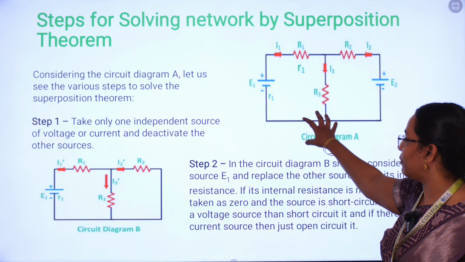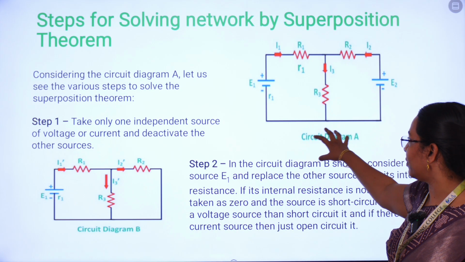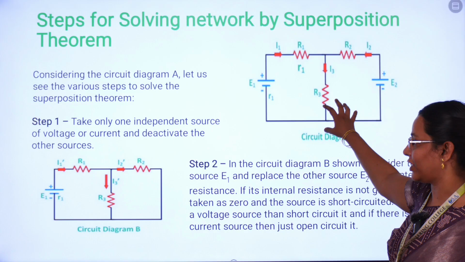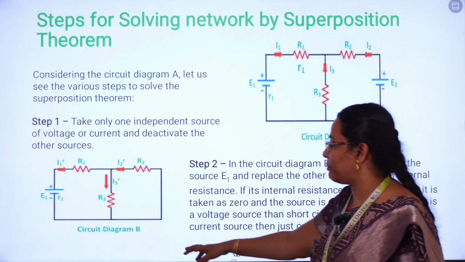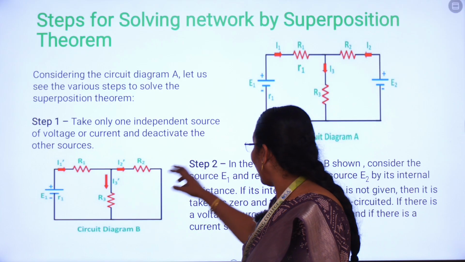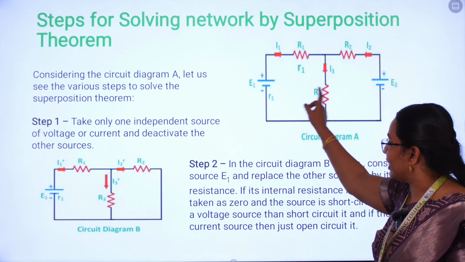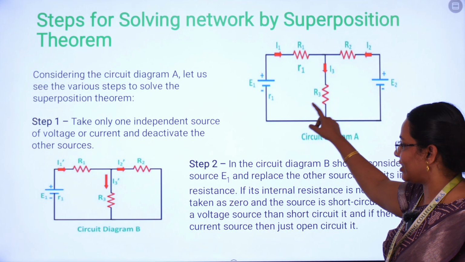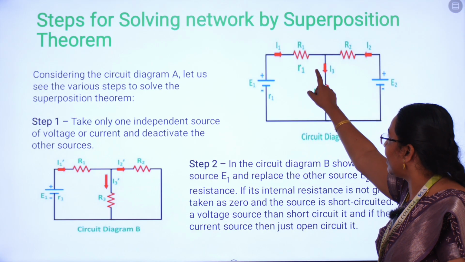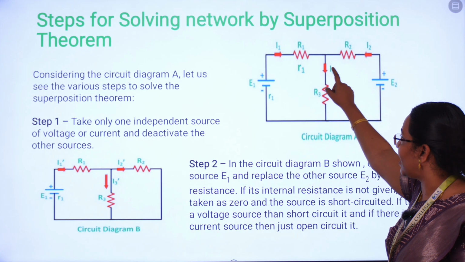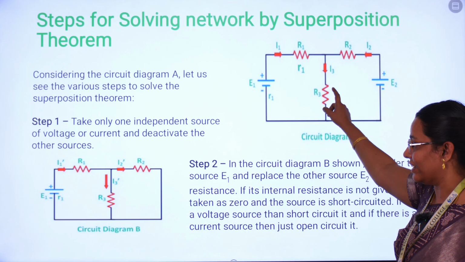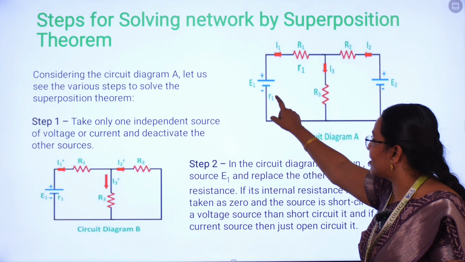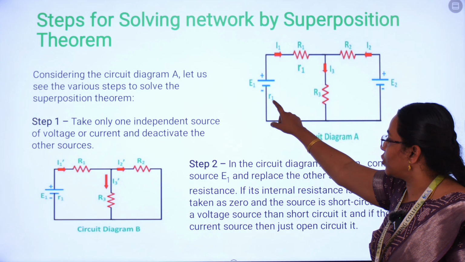So initially we have the circuit. So the circuit diagram A. Consider the circuit diagram A. We have to follow different kinds of steps. Step number 1. We have two energy sources, E1 as well as E2. The capital R1 indicates the external resistance and the small r1 indicates the internal resistance, which is built into the source.